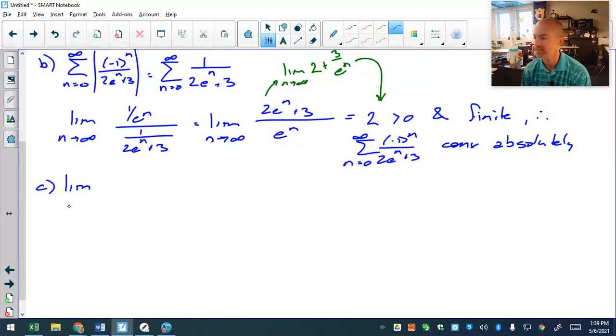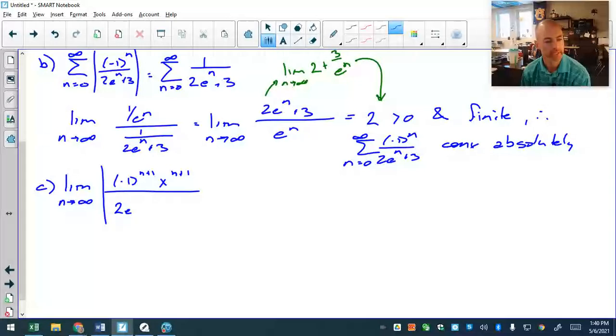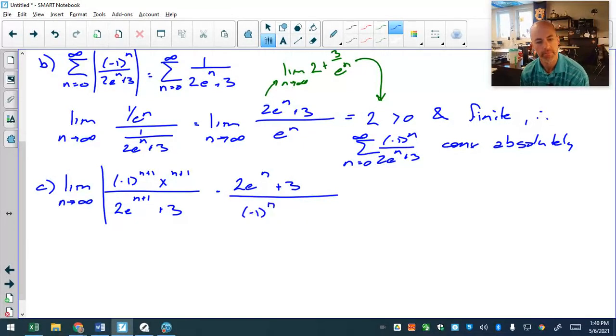The series G is not geometric, so I'm going to have to go with the full-on ratio test here. That'll be (-1)^(n+1) x^(n+1) over 2e^(n+1) + 3 times 2e^n + 3 over (-1)^n x^n. And this is an interesting one. Usually things cancel out a little bit more nicely than this one.